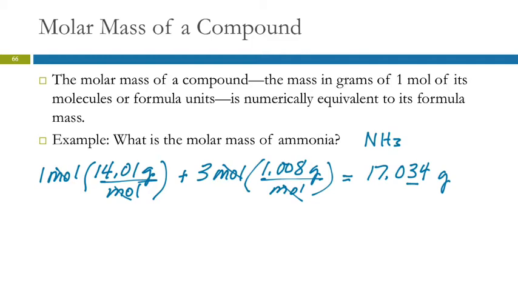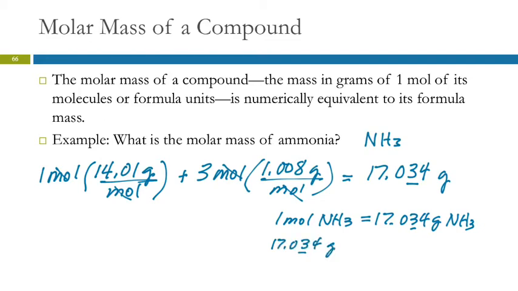So this is the mass of 1 mole. So that can be used as a conversion factor. We can say that 1 mole of ammonia is equal to 17.034 grams of ammonia, or we can write it as 17.034 grams per mole. Any questions?